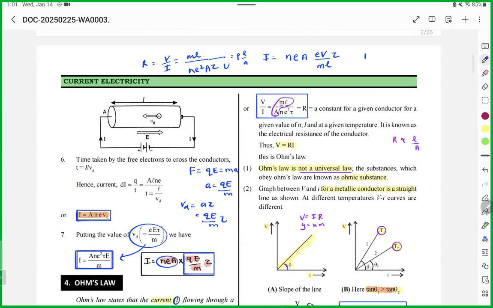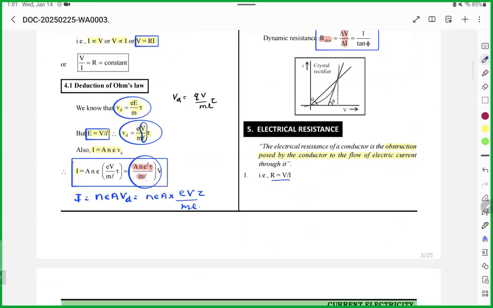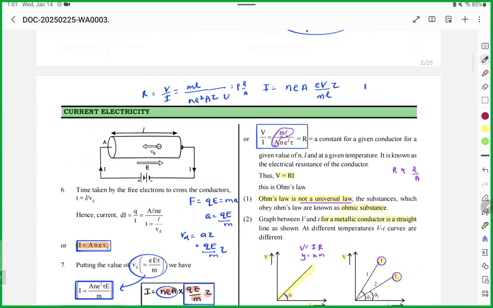So V by I, because V by I is equal to R. V value is V and I value was this: ne square Aτ by mL into V. V will be cancelled. It will be equal to mL by ne square τA. Interesting point is, one, you don't need to remember this. Second, still you need to ask questions from this. And this formula is so lengthy, it's difficult to remember.